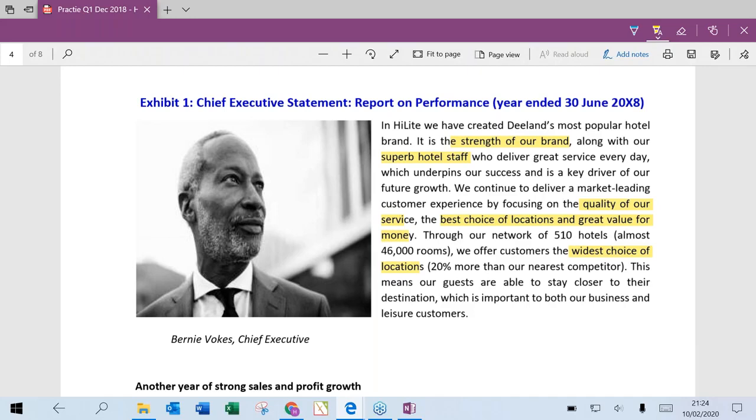Strength of our brand, superb hotel staff, quality of locations, widest choice. These are all good things. I would just mark it as success factors. They are mostly internal: human resource, financial resource, IT, brand.